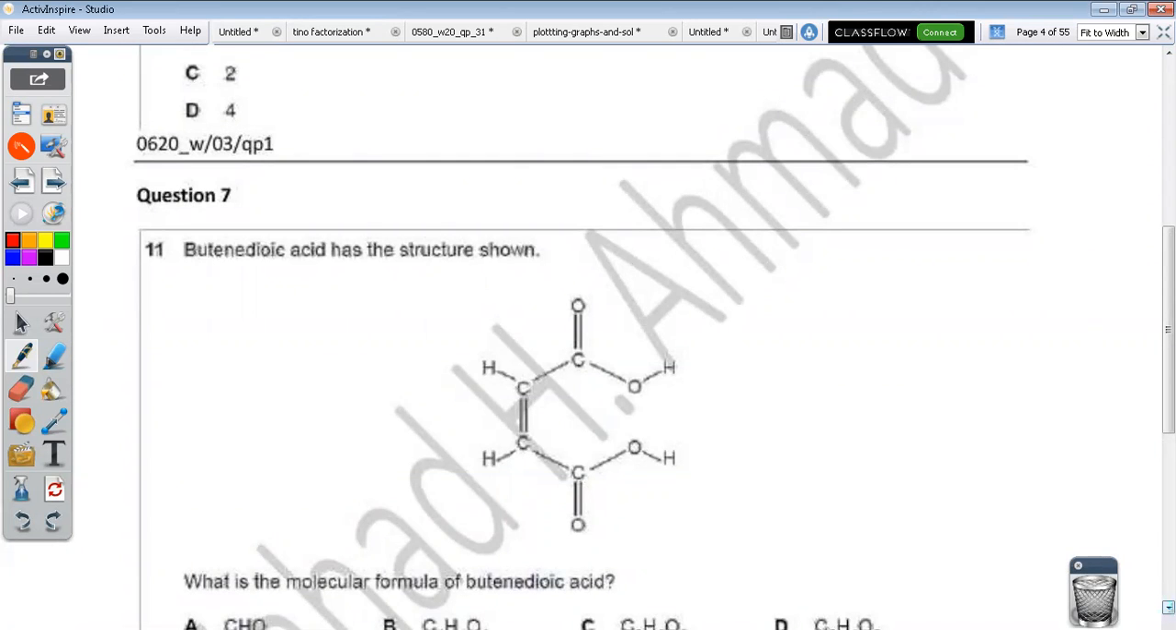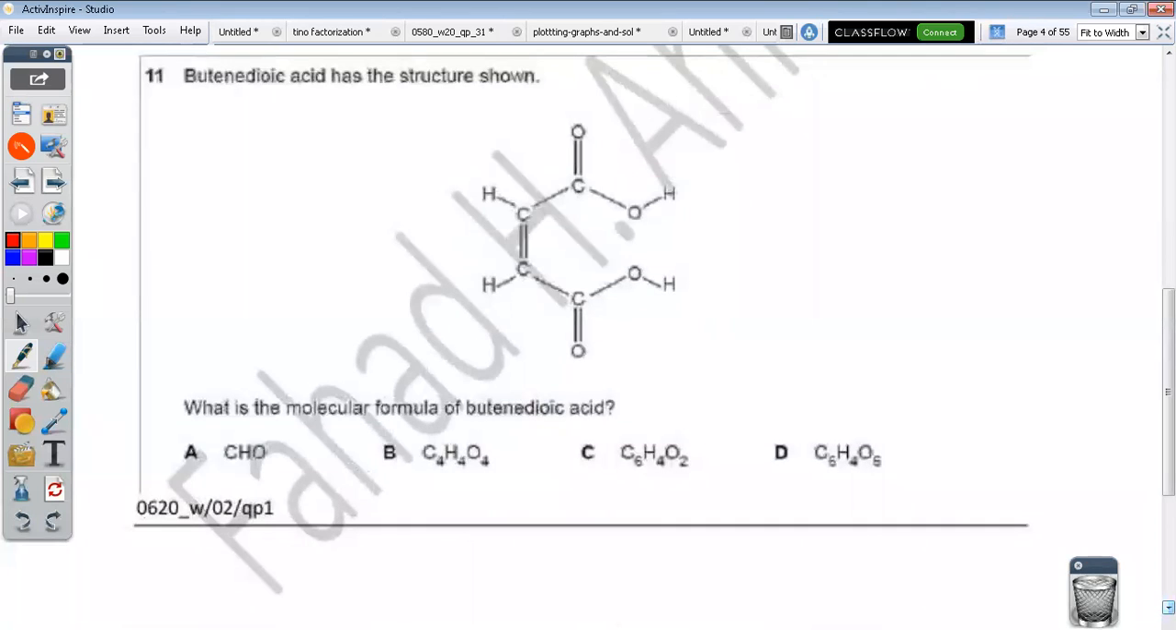Now look at this here. What is the molecular formula of this, even without knowing the name? How many carbons do I have? Let's count 1, 2, 3, 4. So C what? 4. How many hydrogens do we have? 1, 2, 3, 4. How many oxygens do we have? 1, 2, 3, 4. So what is the formula? Clear?